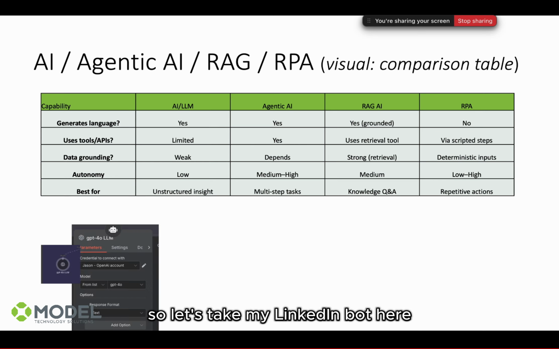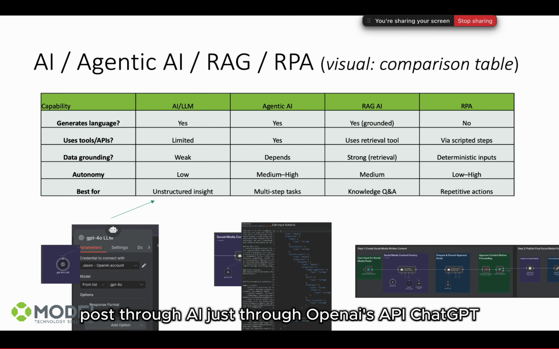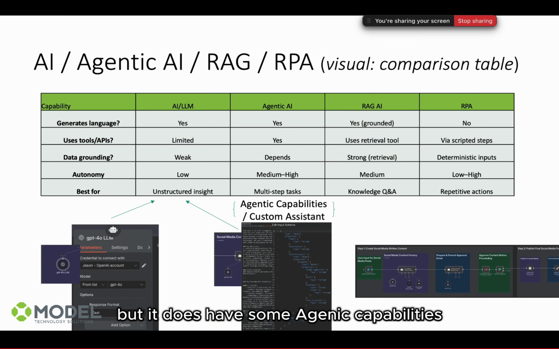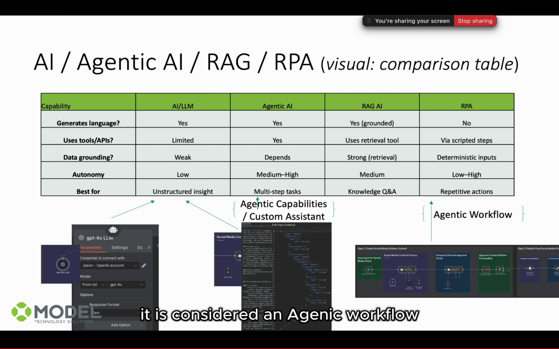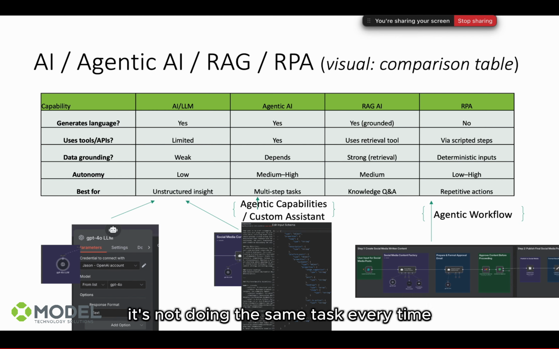So let's take my LinkedIn bot here, and I'll just unfold it all. It reaches out to write the post through AI, just through OpenAI's API, ChatGPT. The instructions that I've put into the AI agent are coded up, but it is still just AI, though it does have some agentic capabilities because it is a custom assistant, right? The RPA itself holds the whole workflow. It is considered an agentic workflow. And essentially, because you have a custom assistant, you're using agentic AI capabilities. It's not doing the same task every time. It has some creative thought in it.